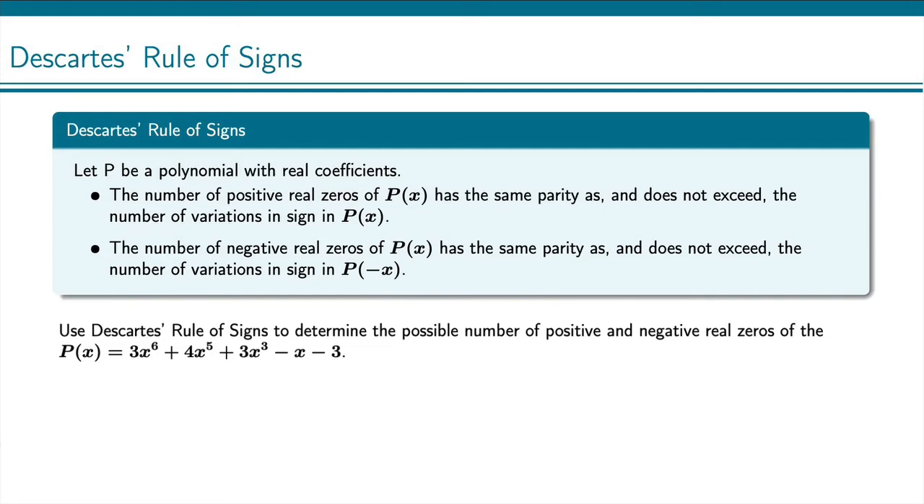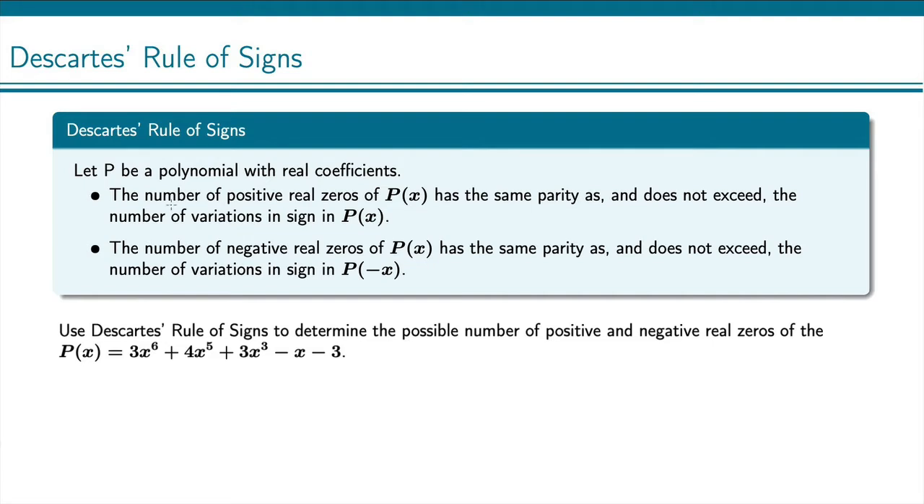Another technique we have to narrow down where our zeros can be for a polynomial is Descartes' Rule of Signs. This is where we look at a polynomial and we're specifically counting how many times the signs of our coefficients change when we have our polynomial written in standard form, from our highest power of x down to our lowest power of x.